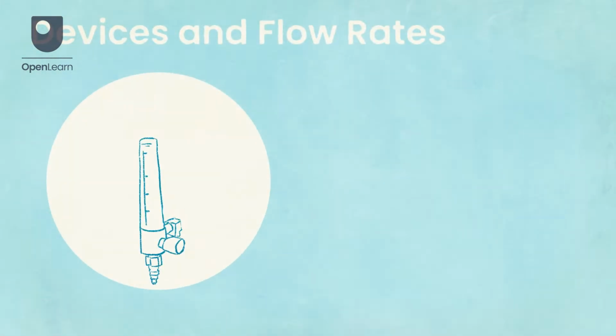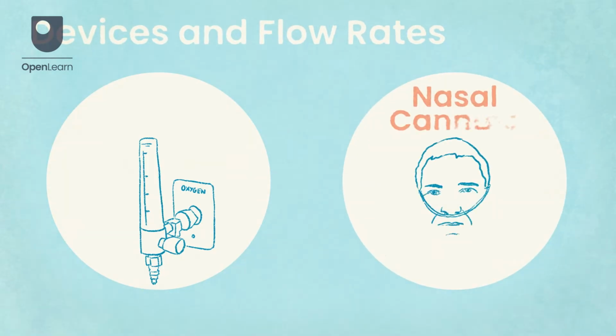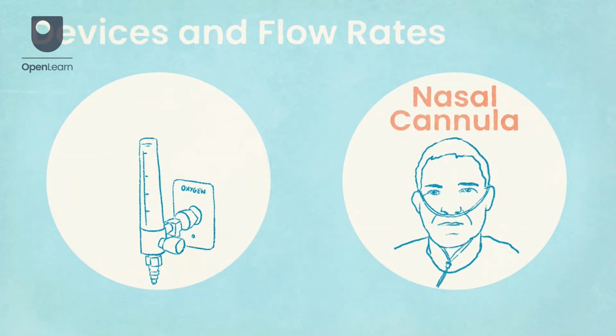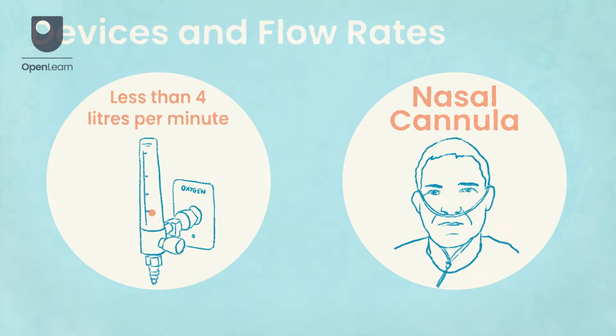Devices and flow rates. Low to medium concentrations are given via a nasal cannula directly into the person's nostrils. The flow rate on the flow meter should be less than 4 litres per minute.